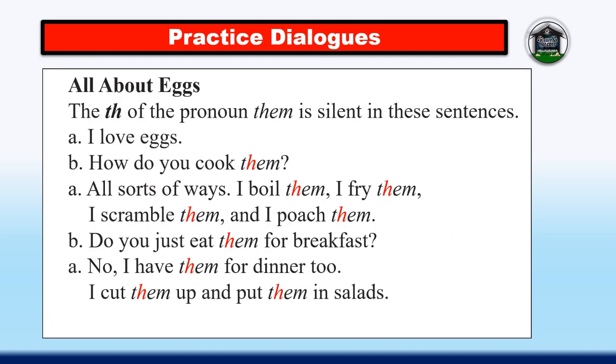The silent TH of the pronoun them. I love eggs. How do you cook them? All sorts of ways. I boil them, I fry 'em, I scramble 'em, and I poach 'em. Do you just eat them for breakfast? No, I have 'em for dinner too. I cut 'em up and put 'em in salads.